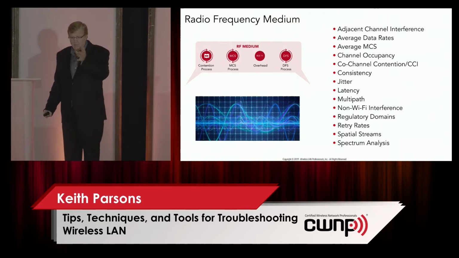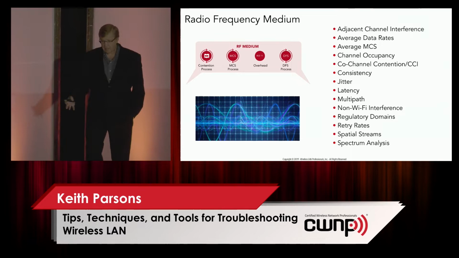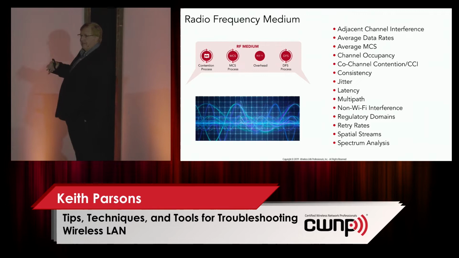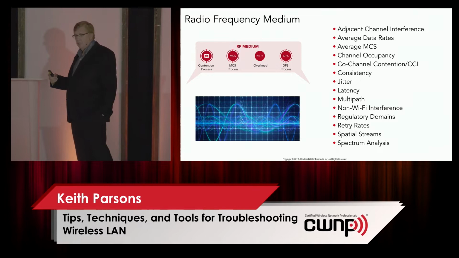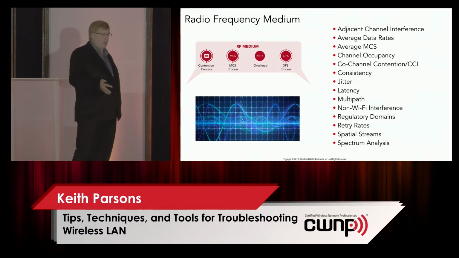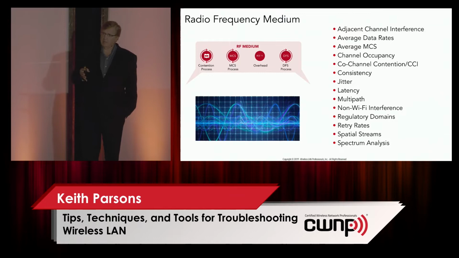From adjacent channel interference to average data rates to average MCS to what's the channel occupancy, what regulatory domain are you in, what retry rates are you seeing, all of these things are extremely important because nothing in the RF domain is unaffected by these issues. Some of the things you're trying to troubleshoot need special pieces like jitter. If I'm doing a BitTorrent, I probably don't care a lot about jitter. If I'm doing a voice over IP call, I probably care a lot about jitter. So I'm not saying all of these apply all the time, but we have to think about how this works.